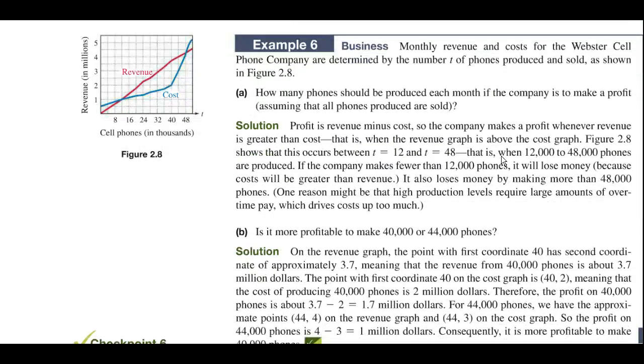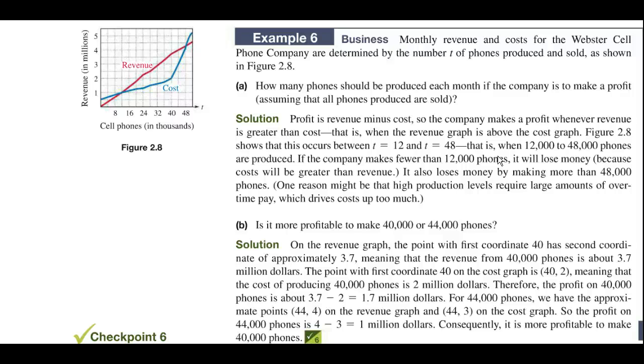Okay, let's go on to example 6 now. Business. Monthly revenue and costs for the Webster Cell Phone Company are determined by the number T of phones produced and sold, as is indicated in the figure. How many phones should be produced each month if the company is to make a profit, assuming that all phones produced are sold? So let's take a look at that. Looking at our lines here, the red line is revenue, the blue line is cost, and these are the number of cell phones in the thousands, and this is money in the millions here.